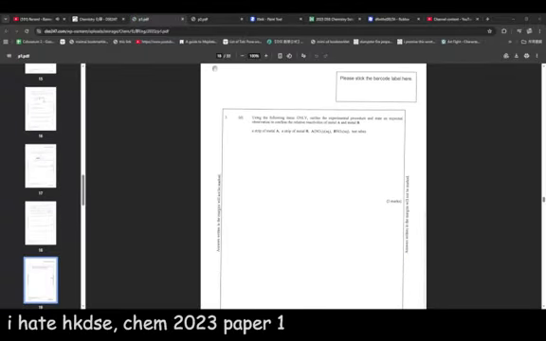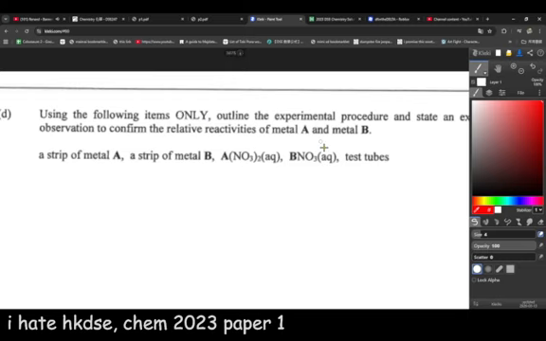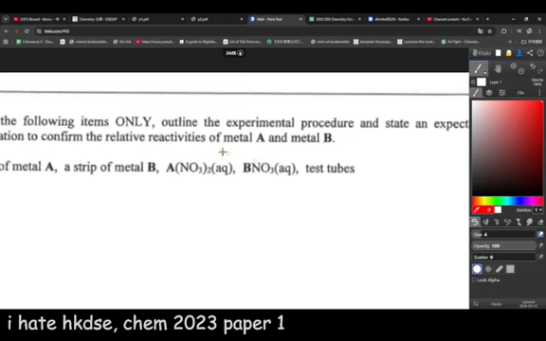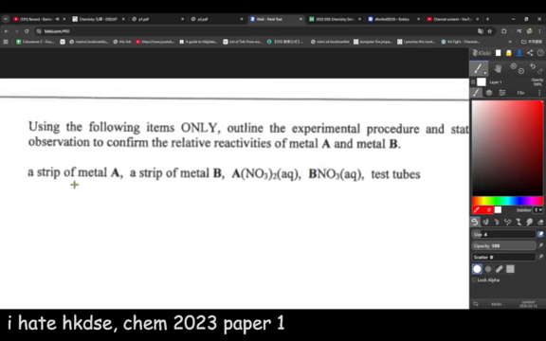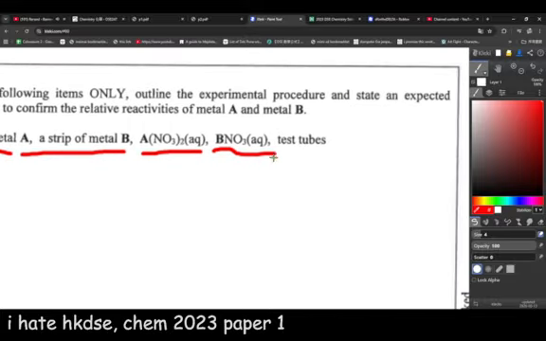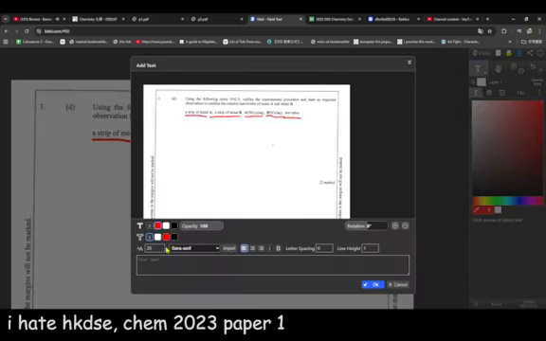Okay, last part of 3D. Let's get through this. Using the following items only, outline the experimental procedure and state an expected observation to confirm the relative reactivities of metal A and B. Look at it very closely. Strip of metal A, strip of metal B, A nitrate, B nitrate. That makes sense, and also test tubes. Remember that. So, if I were to write it, I want to use.